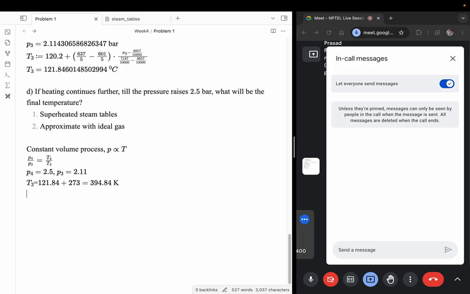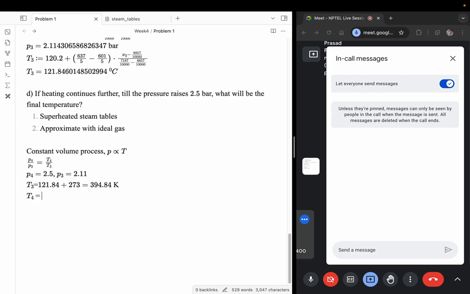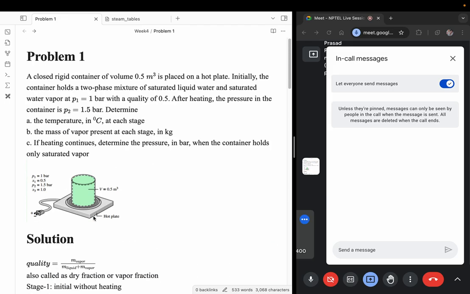It's straightforward. So I will just calculate T4. T4 is essentially P4 times T3 divided by P3. So this is how you find the final temperature. You can also look this up from the superheated steam tables, which we will not go into. So are there any questions on this? I hope not. So we'll go to the next part.